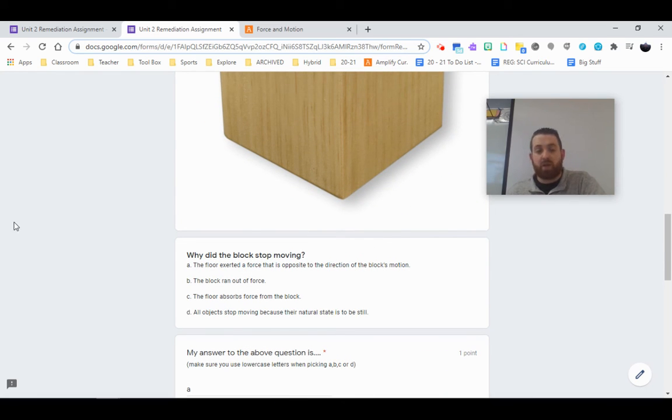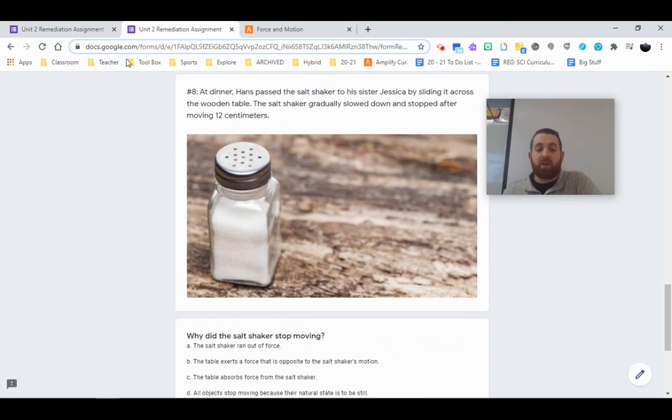A force is exerted, and that force will cause a change. The floor absorbed force from the block. You don't absorb force, you exert a force. It's applied, push, pull, that sort of thing. All objects stop moving because their natural state is to be still. Bad science. Bad science. Don't put that. So there's your answer.